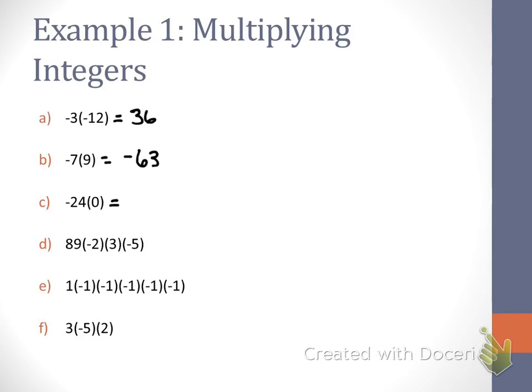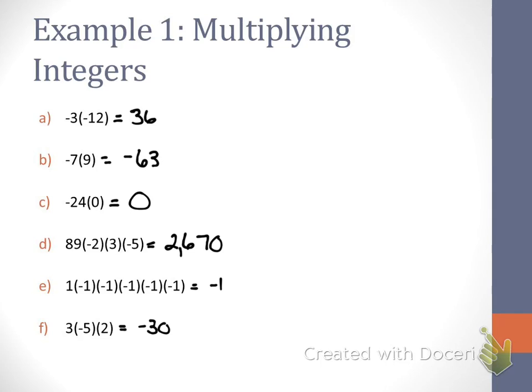Okay, what's C? 0. What's D? Negative 2,600. No, just 2,670. My answer is positive because I have 2 negatives. All right, what about E? Negative 1, because how many negatives do I have in the expression? 5, so that's odd, so my answer is negative. What about 3 times negative 5 times 2? Negative 30. Anybody get them all right? Oh, I got one wrong.